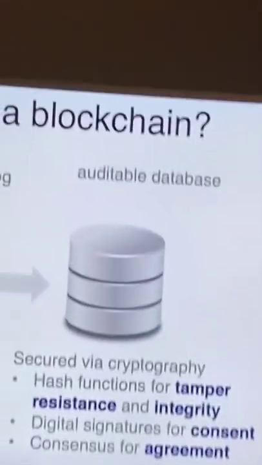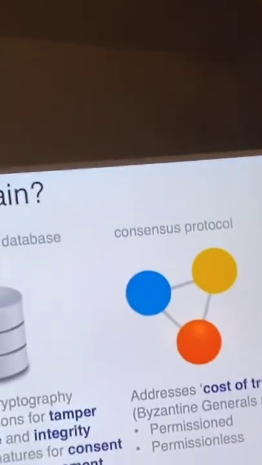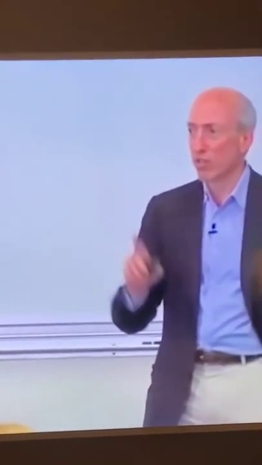But in essence, it addresses something called the cost of trust, and we'll talk about the Byzantine generals' problem, which is another reading. The Byzantine generals' problem was laid out as a sort of mathematical game theory issue some 30-ish years ago. That's what Satoshi Nakamoto solved, this last part, the Byzantine generals' problem.